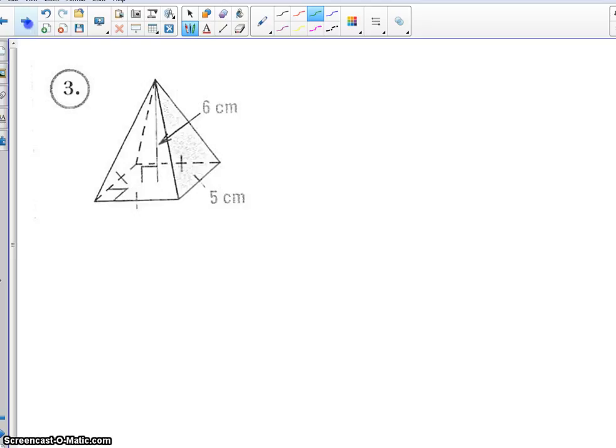Now notice these little hash marks all the way around. This didn't copy as well, and it should be clear on yours, but they mean that they're all the same length. So basically the volume is the area of the base times the height divided by 3. If we look at the base, you might be able to figure out what shape it is. If they're all the same, it's a square. So the area of a square is just 5 times 5. And then we multiply times the height.